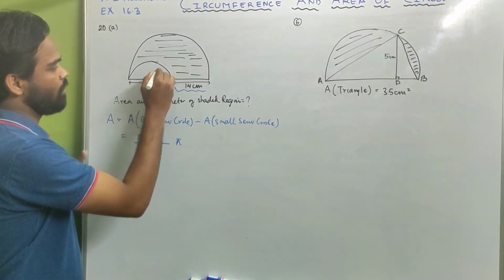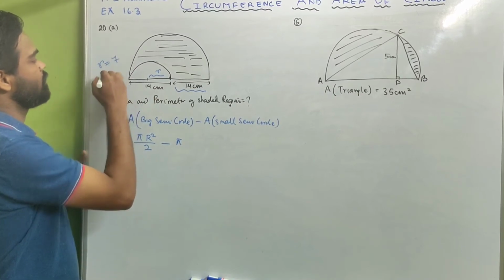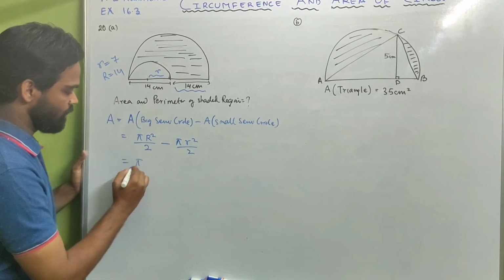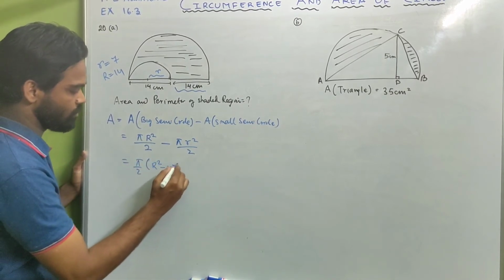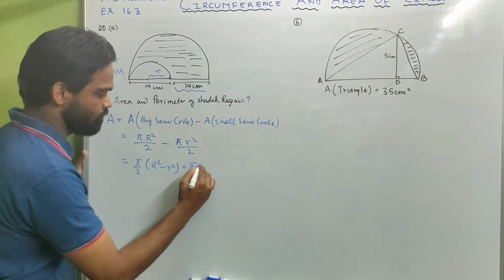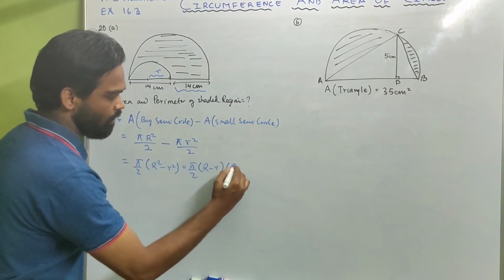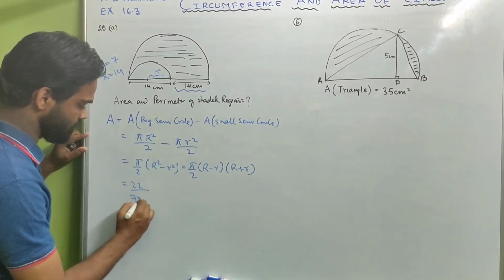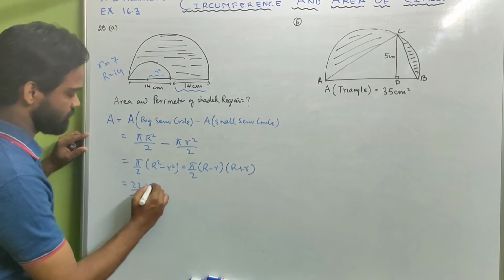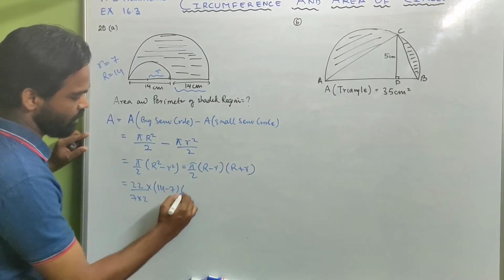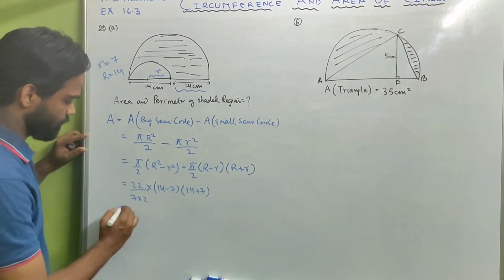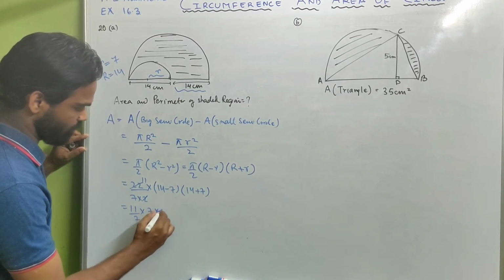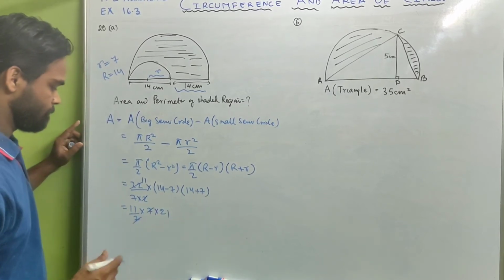Suppose the small radius r is 7 and the capital R is 14. Then pi by 2 taken common gives R square minus r square, which is equal to pi by 2 into (R minus r) into (R plus r). Very easy. Just substitute the values: 22 by 7 into 1 by 2, and R minus r is 14 minus 7, R plus r is 14 plus 7. So 2 elevens are 22, that's 11 by 7 multiplied by 7 multiplied by 21. Am I correct?